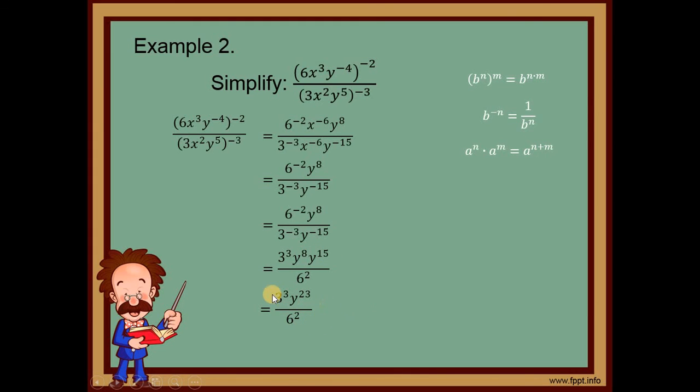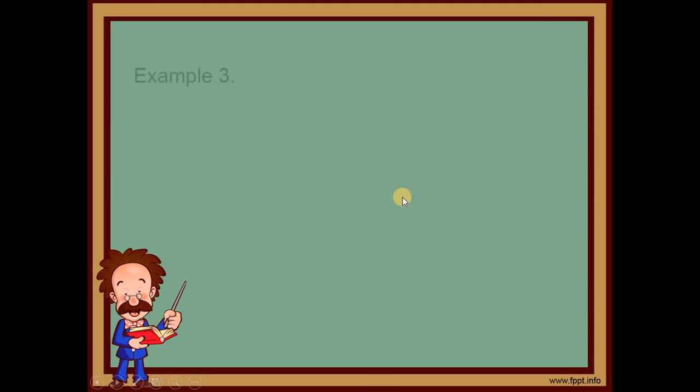Now, simplify natin. Ang 3 cubed natin ay 27. Ang 6 squared ay 36. Divide both sides by 9. And this equals to 3 y raised to 23 all over 4. And we're done. Hindi na natin yan pwedeng i-simplify pa. Okay? And this is the simplest form of this expression. So, let's move on to the next.